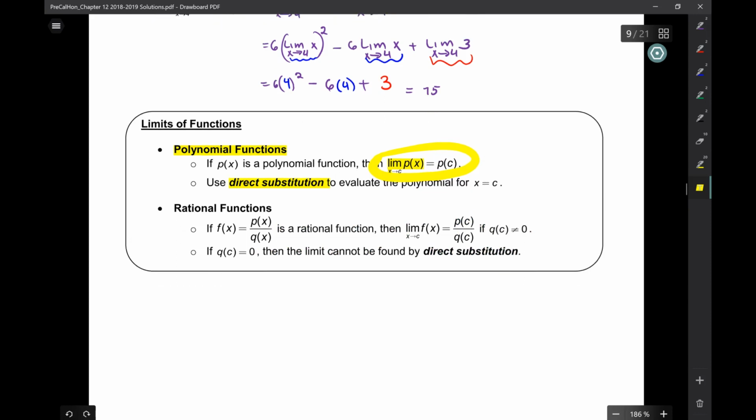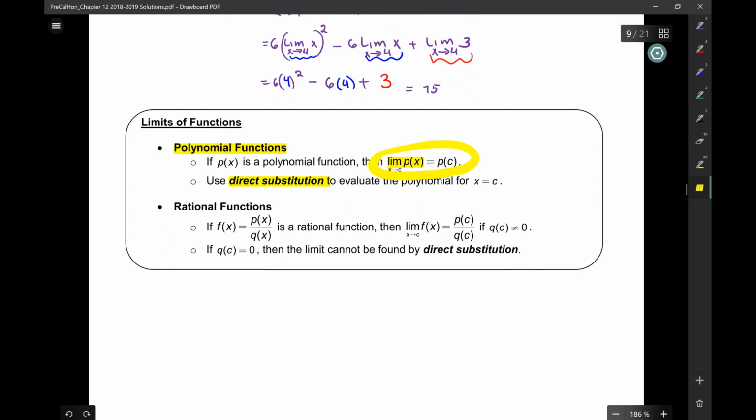Okay? If you have a rational function, what were rational functions? Like f of x is equal to x squared plus 5 over x minus 4. Look, I have a polynomial divided by a different polynomial. Same thing, right? I have a polynomial over another polynomial. As long as the polynomial on the bottom is not going to go to 0, then you just do direct substitution again.